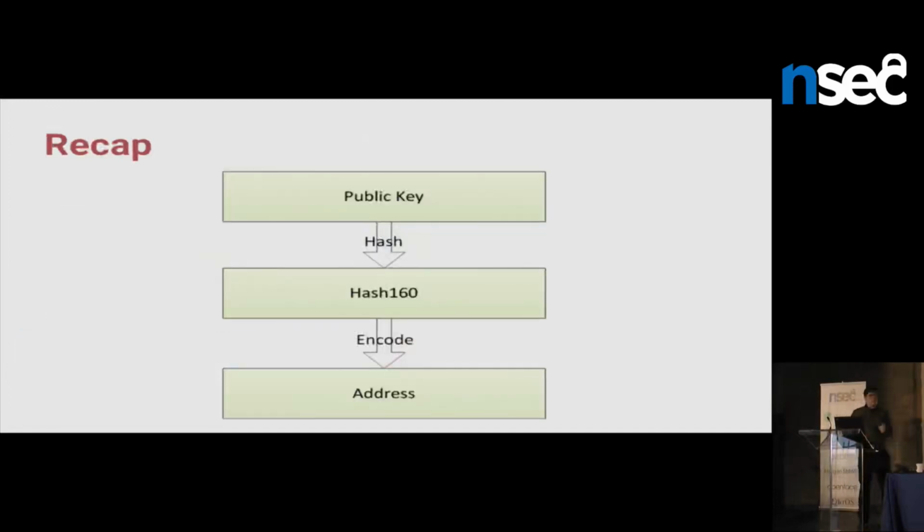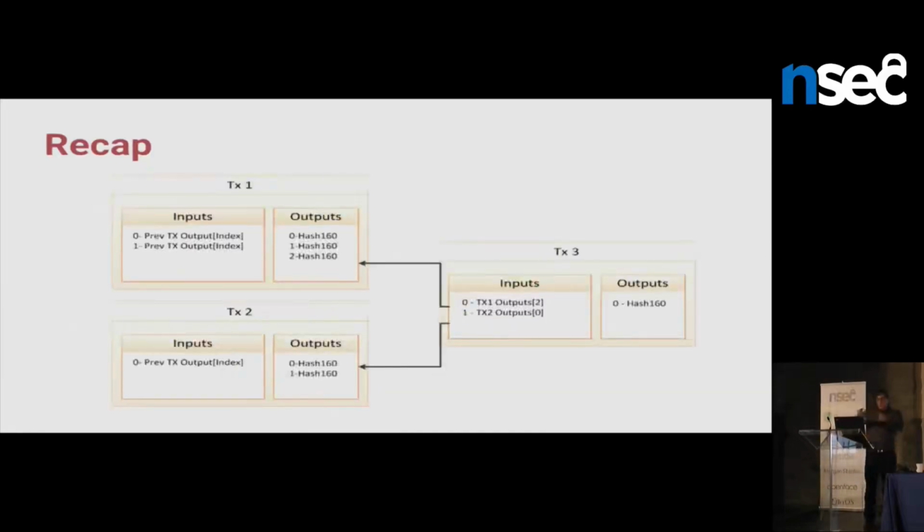I'll do a small recap here because I may have lost some people in the process. Basically, you have a private key, you hash it, you get a hash 160, you encode it, and you get an address. That's important for my tool, which is why I redo the diagram here. The other part is the exchange mechanism, the transaction mechanism.